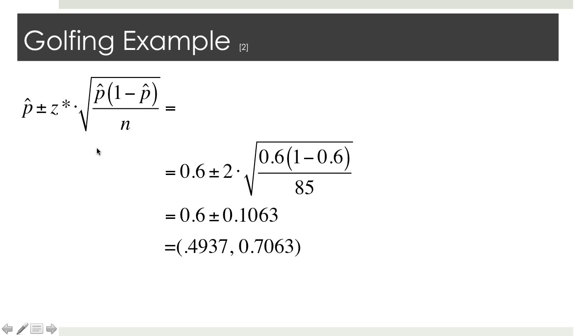Okay, so when I do all of my calculations for my confidence interval, I get 0.6, which is my sample proportion, plus or minus all of this, which is my margin of error. This whole piece ends up being 0.1063. And so this is one way to write the confidence interval. The other way looks like this. I get 0.6 minus 0.1063, and that gives me the left side of my interval, 0.4937. And if I add 0.1063, I get 0.7063. So here is my 95% confidence interval. It's these two numbers here.